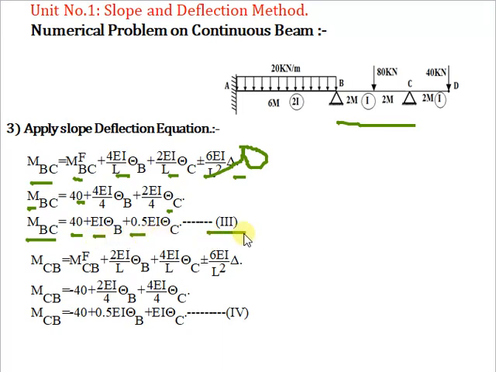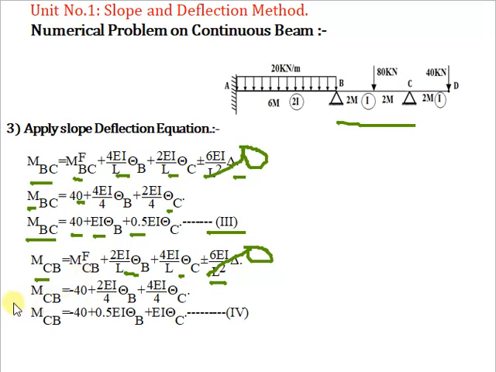Let's say equation third. Now apply for the BC span for end C. MCB is equal to MFCB plus 2 EI by L theta B plus 4 EI by L theta C minus 6 EI by L square delta. No sinking of a support, so delta will be 0. There is rotation at B and C, so theta B and theta C will be in the equation.